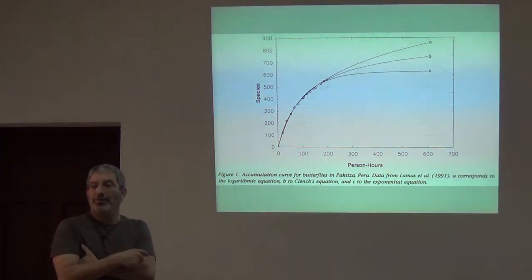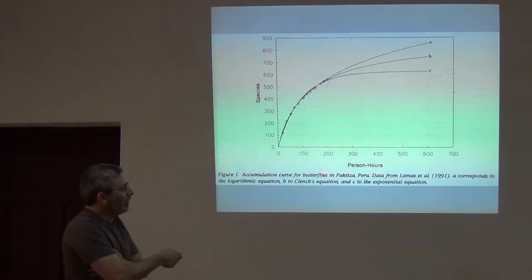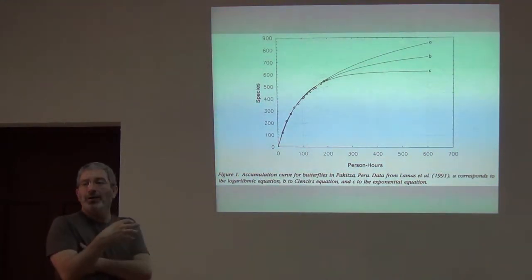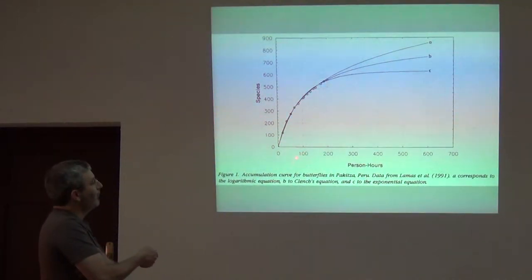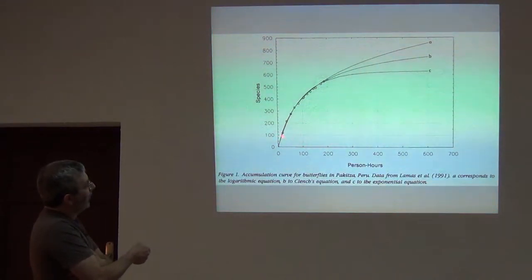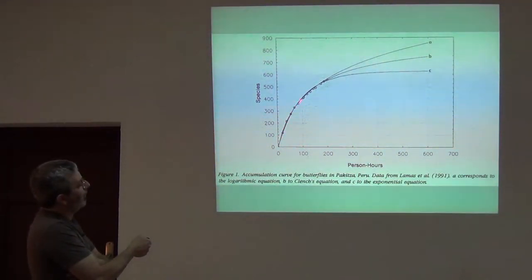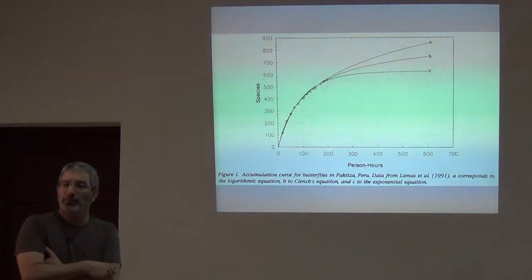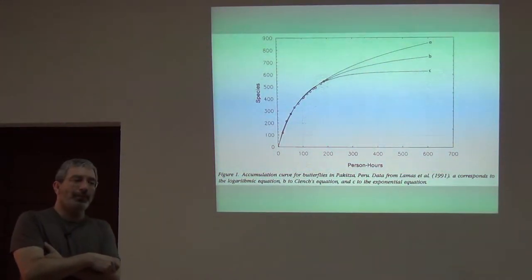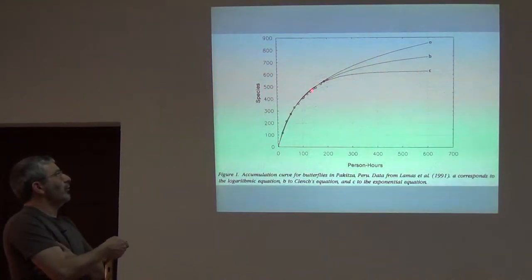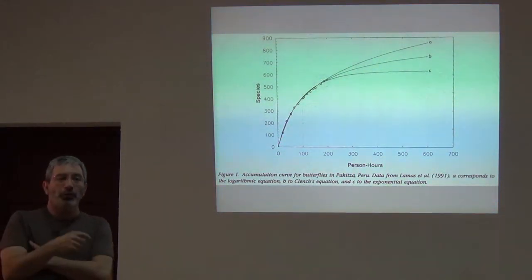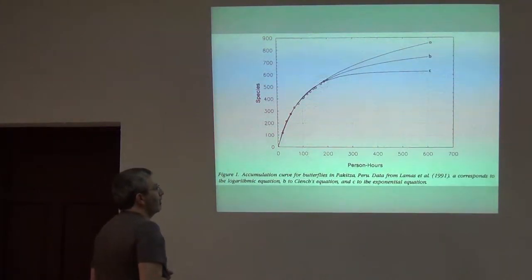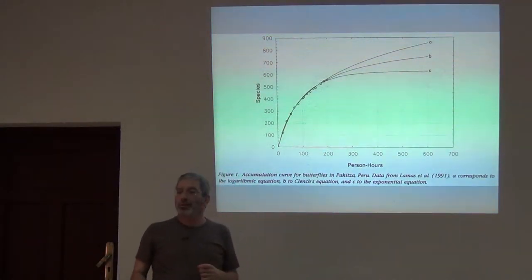This is a different unit of effort. Okay? It could be individuals, it could be days, it could be trap nights, anything. But you put in more and more effort, and you can see the numbers going up. Okay? And here they're at 550 after having put in 200 person hours. Okay? So that's the raw data that you all will be gathering in camp, well, out of camp, but in Corrup National Park.